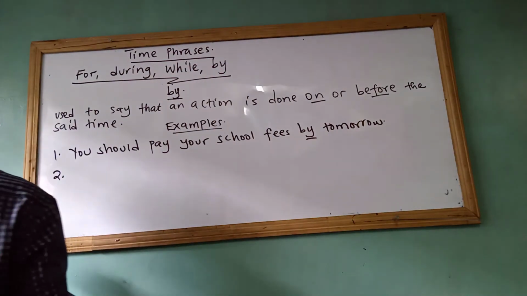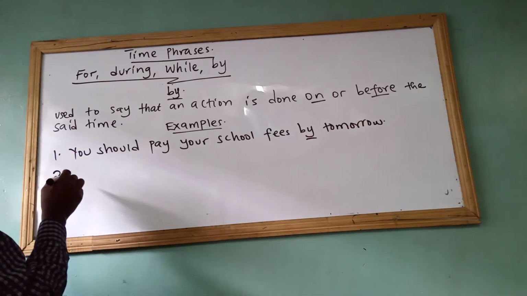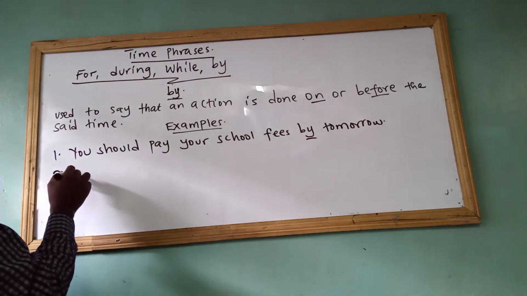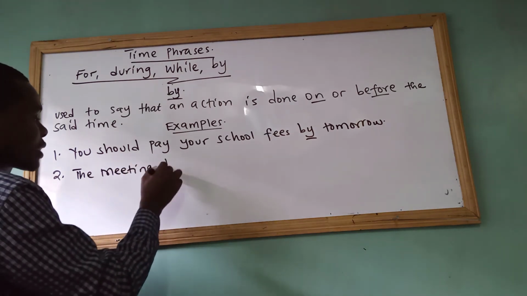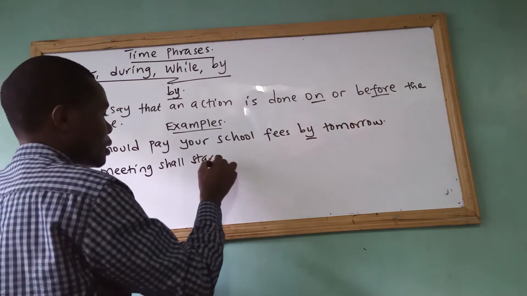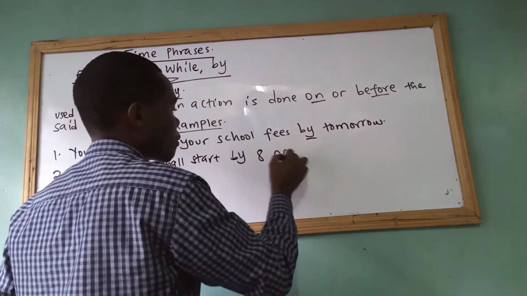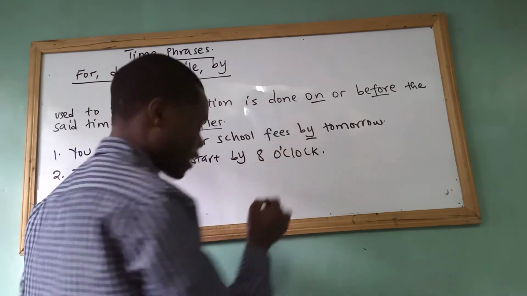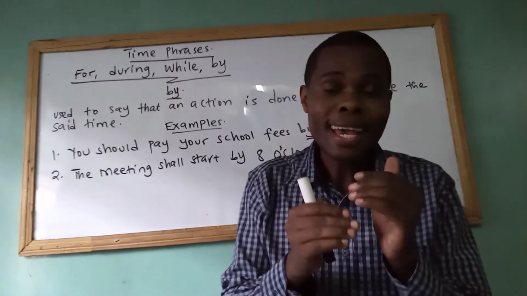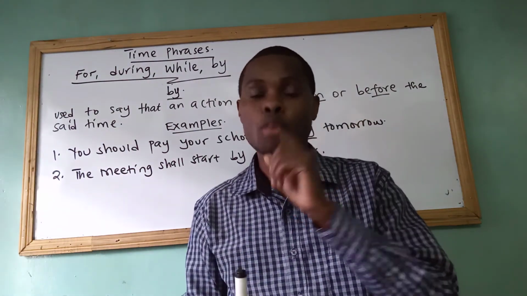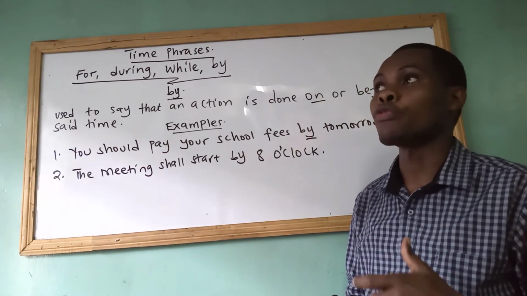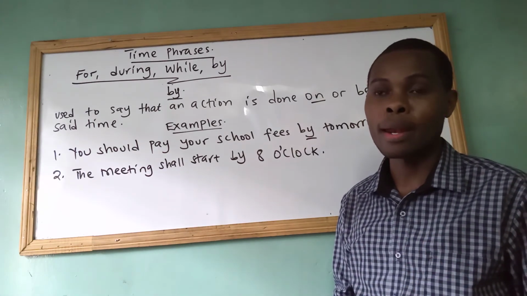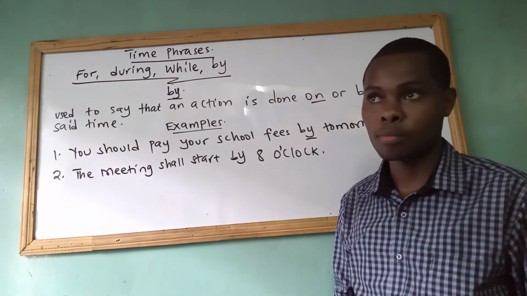Or else if I say, maybe this is another example. The meeting shall start by 8 o'clock. Now that means that at either exactly 8 o'clock or before 8 o'clock, that's when the meeting will start. At either 8 o'clock or before 8 o'clock. That's the time when the meeting will start.